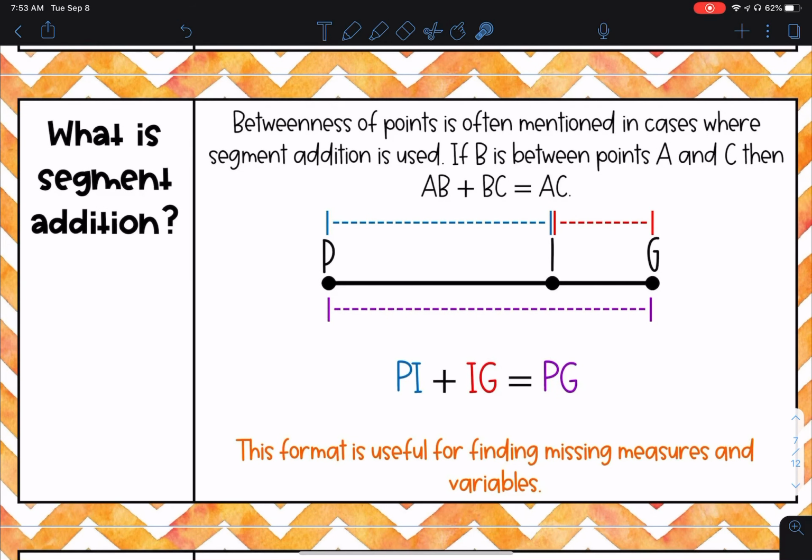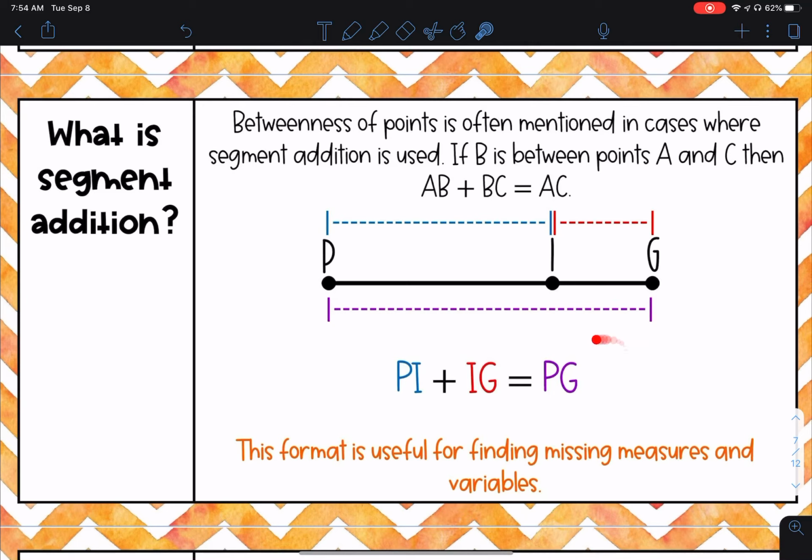What is segment addition? Betweenness of points is often mentioned in cases where segment addition is used. If B is between points A and C, then AB plus BC is equal to AC. Okay, and if that didn't quite make sense, let's look at this picture. It's telling me that PI, the distance from P to I, which is right here in blue, if I was to add IG, this distance here in red, it would equal the total distance from P to G down here in purple. So if I add the blue one and the red one together, it would give me the total distance here in purple.